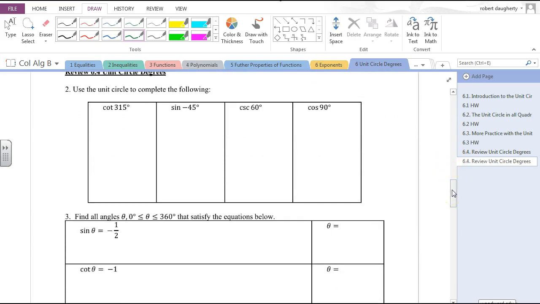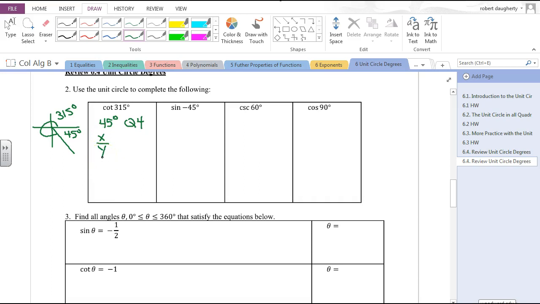And then a few more of these. Cotangent of 315. So remember with 315, that's an angle that looks like this. If that's 315, then the central angle is 45 degrees. So this is a 45-degree angle in quadrant 4. Okay. The cotangent is just x over y.